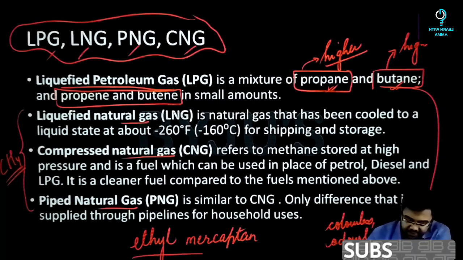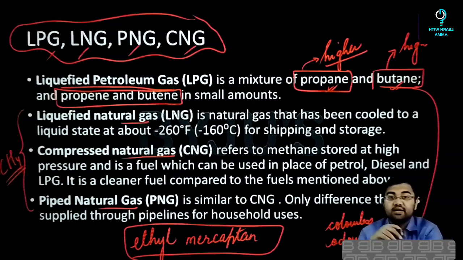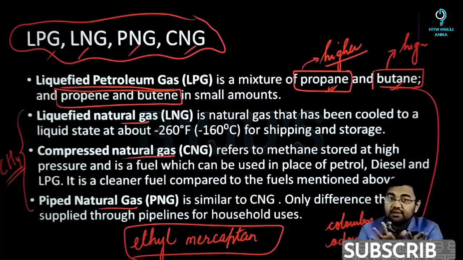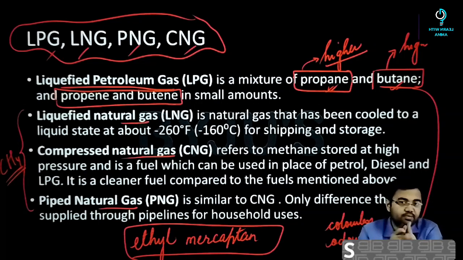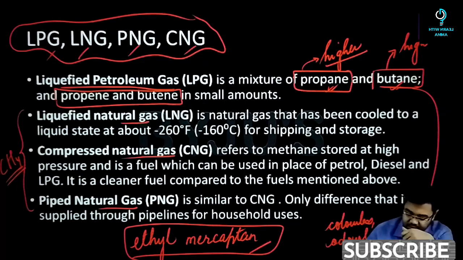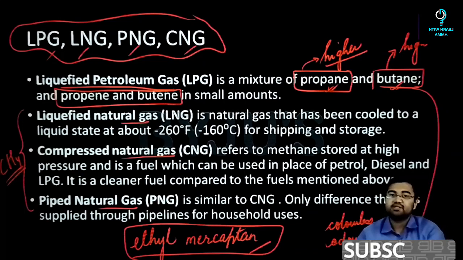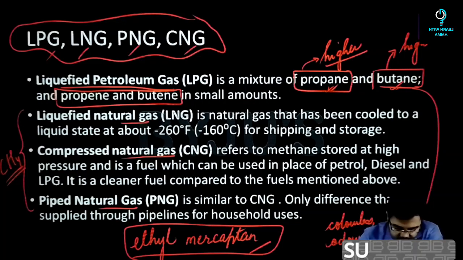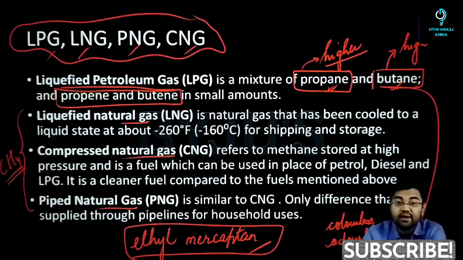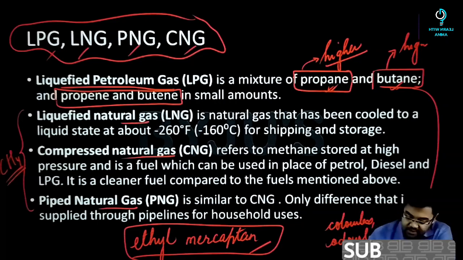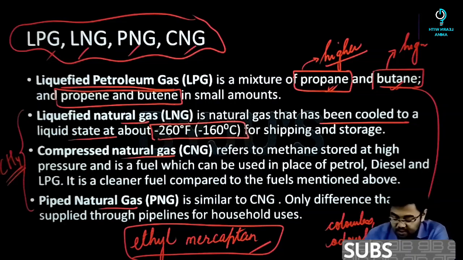So ethyl mercaptan is mixed with LPG so that it would give an indication if there is a leakage happening in a given gas cylinder or wherever it is being used. So just remember this, from the prelims point of view, these small things can sometimes be important for the examination. Now then you have something called liquefied natural gas. It is a natural gas that has been cooled to a liquid state at about minus 160 degrees Celsius for shipping and storage.